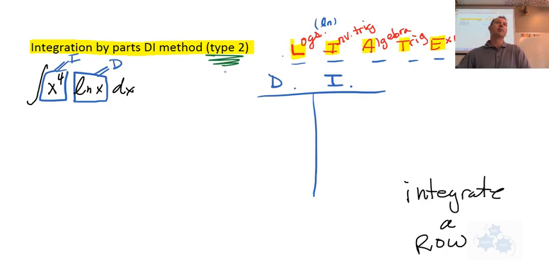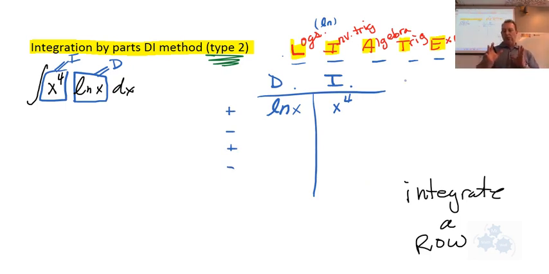So actually we're going to choose this one to be our D and this one to be our I. Okay? The derivative is going to be ln of x. The integral is going to be x to the fourth. Plus, minus on the side, remember?